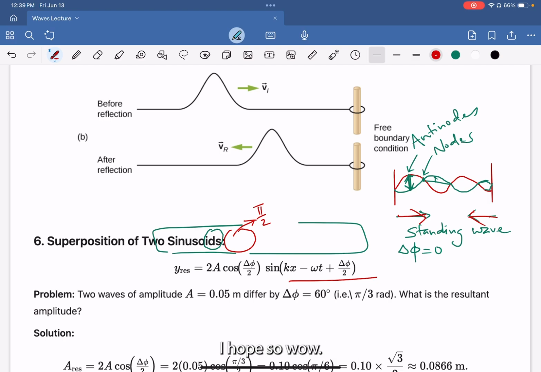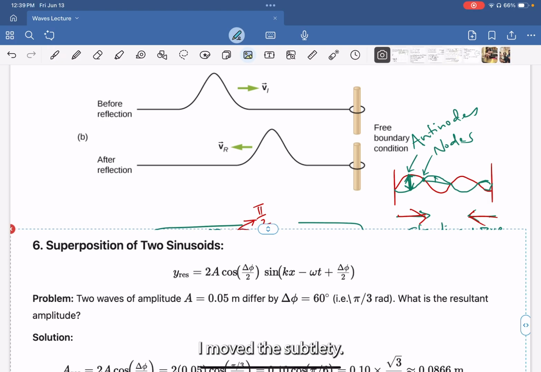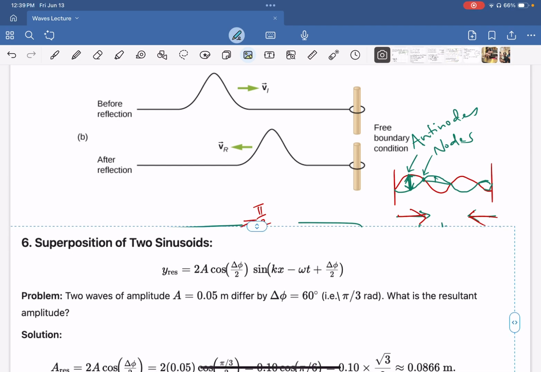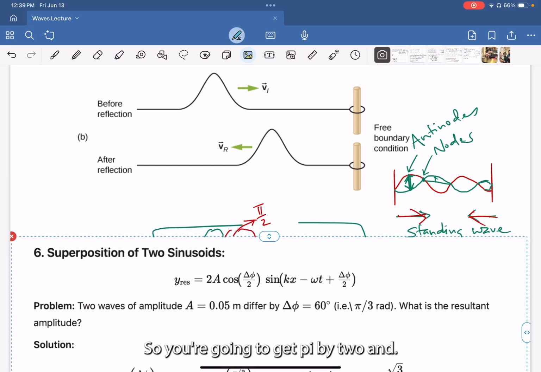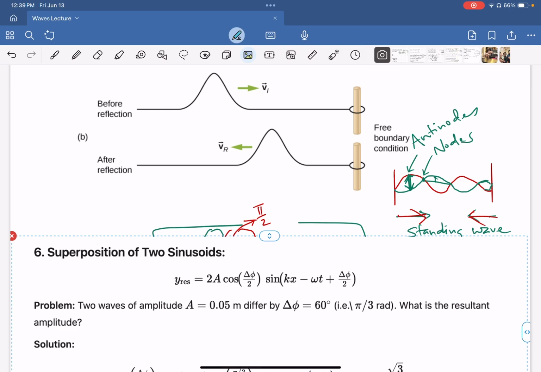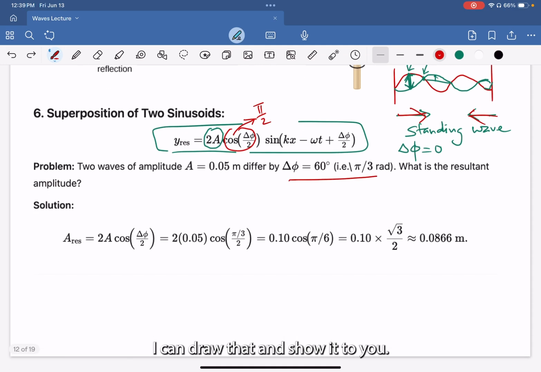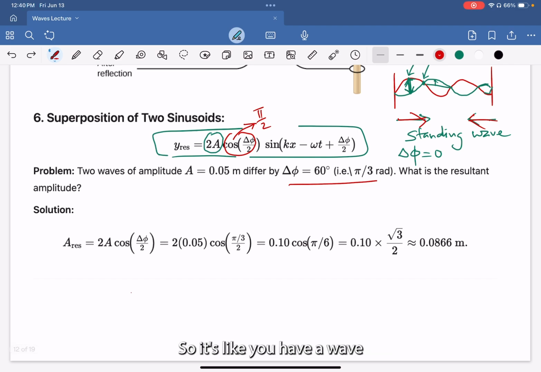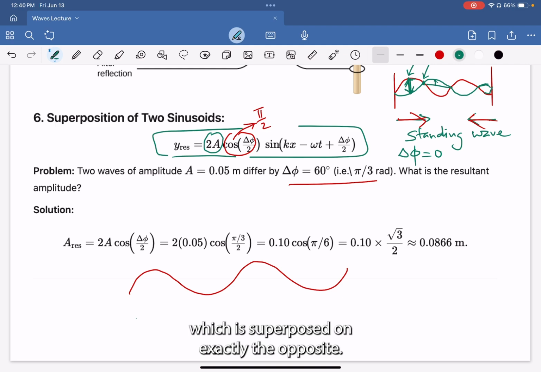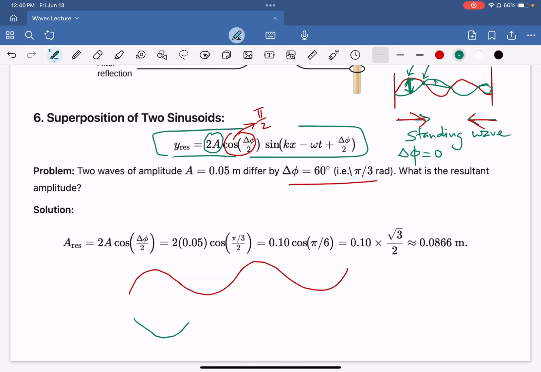I hope so. So you're going to get pi by 2, and the whole thing becomes 0. That means there's no wave at all. They cancel out. I can draw that and show it to you. It's like you have a wave like that, which is superposed on exactly the opposite, like that. Difficult to draw it.